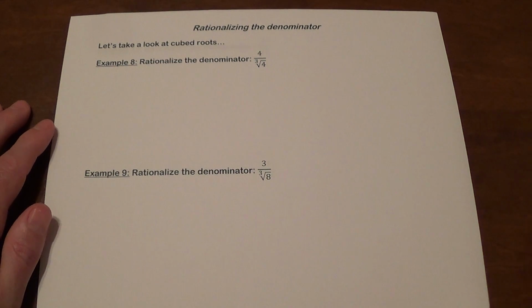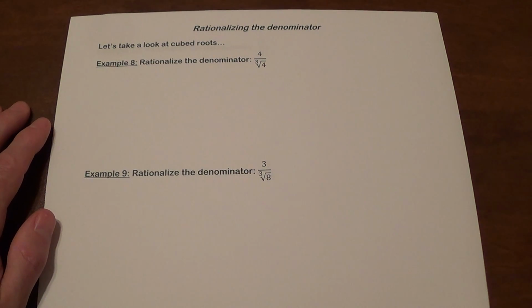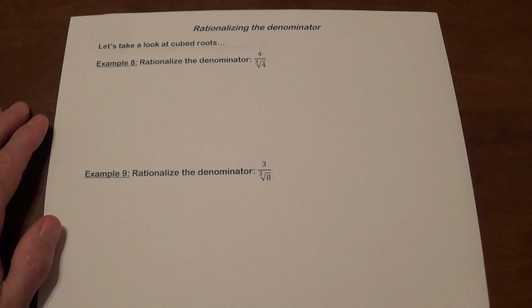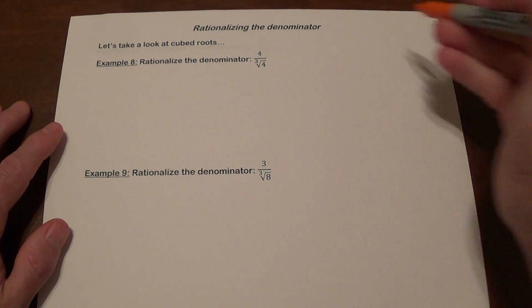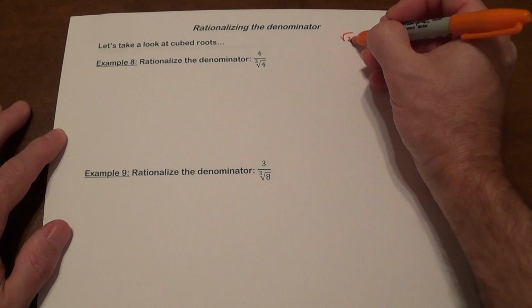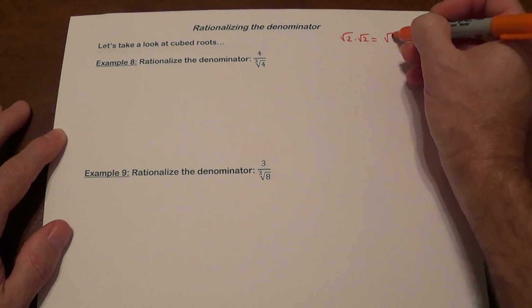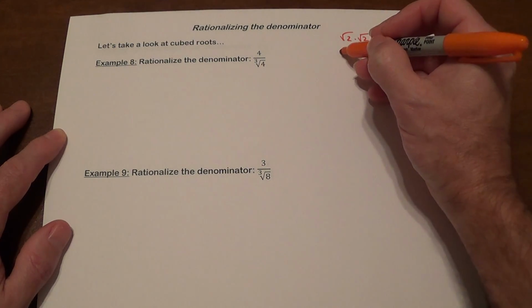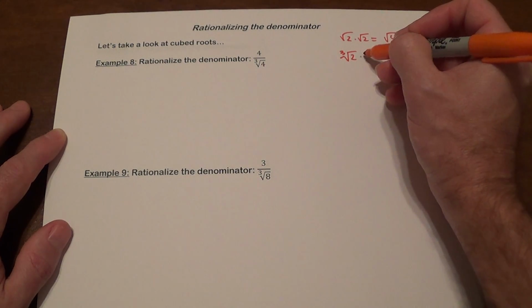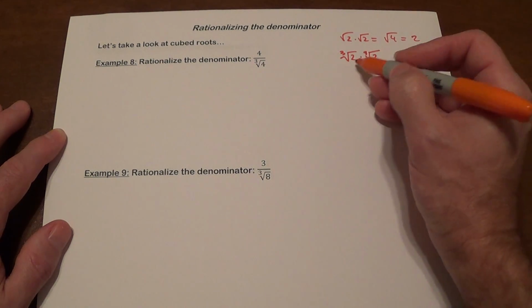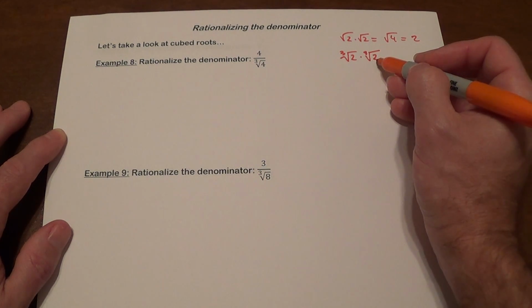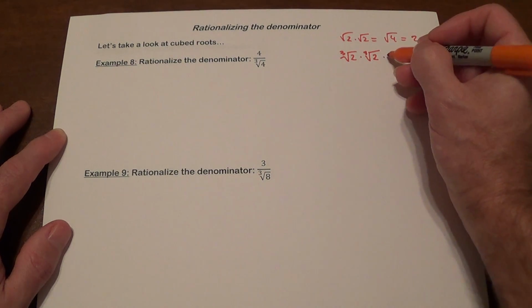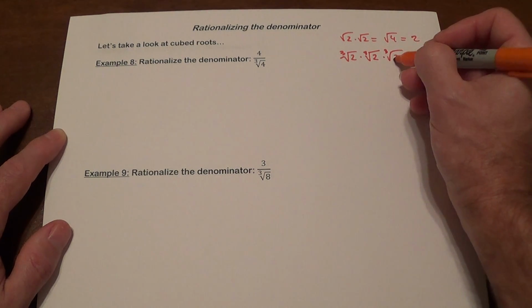Alright, cube root. The most common mistake students make when they try to rationalize expressions with cube roots is when they think that it's going to be the same work. Well, when you do square root, for example, if I do square root of 2 times square root of 2, that's going to give me square root of 4, which gives me 2, right? But if you do the cube root of 2 and multiply it by another cube root of 2, that's going to give you a cube root of 4. And 4 is not a perfect cube. You're going to need to multiply by another cube root of 2.